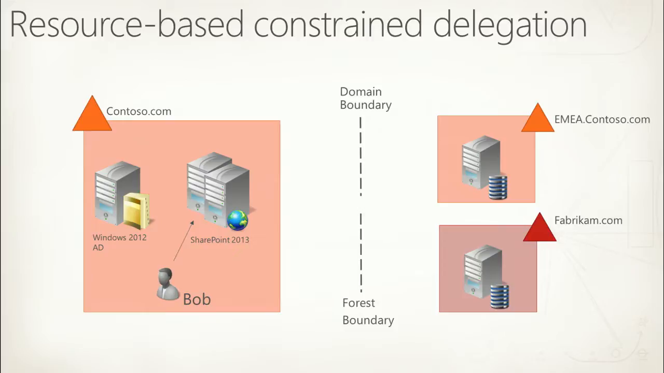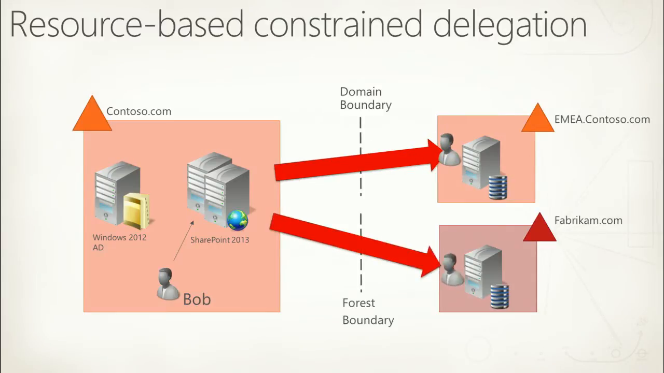So when I've authenticated with SharePoint, if I have the appropriate infrastructure in place, SharePoint's unaware of this. What it's going to allow us to do is actually delegate Bob's identity across those boundaries, to either cross the domain or forest boundary. So let's take a look at what's happening under the covers.